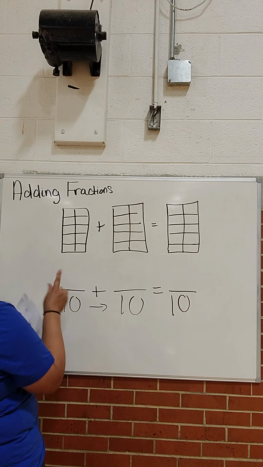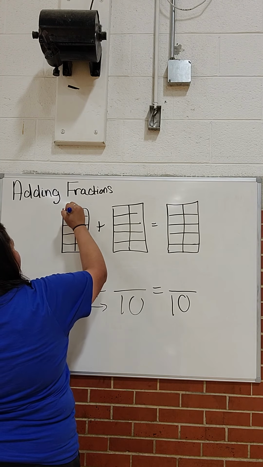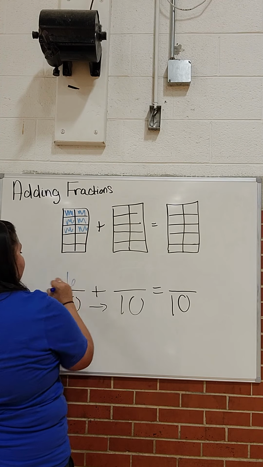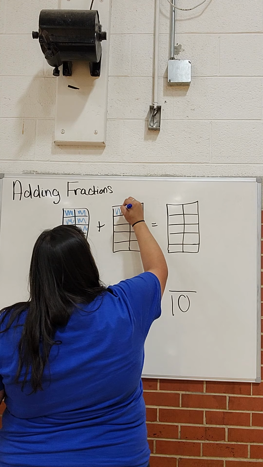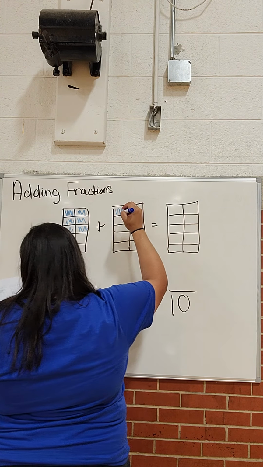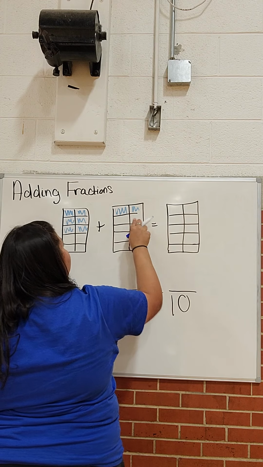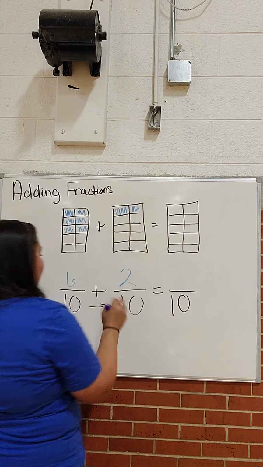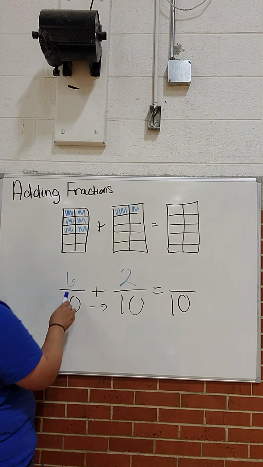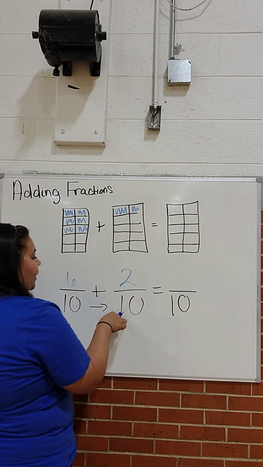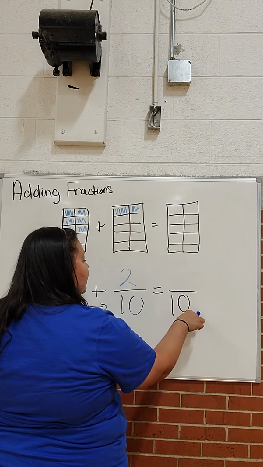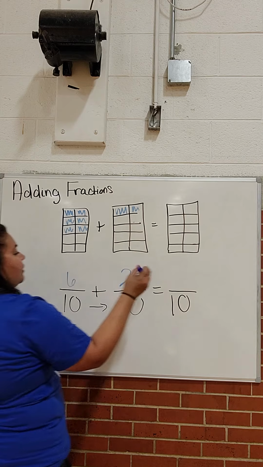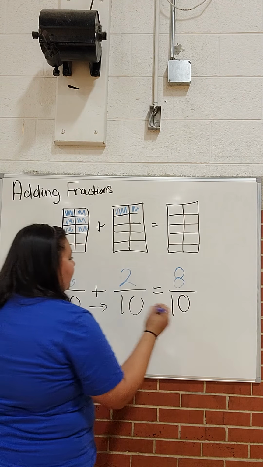So now we find our shaded parts. Let's say, for example, this one is 6 shaded parts. So then our numerator is 6 over 10. And this one is 2 shaded parts. So then our numerator is 2 over 10. So now we've got 6 over 10 plus 2 over 10 equals, of course the denominator stays the same since it is the same, the ones that we were adding, and we just add the numerators. 6 plus 2 equals 8. So we've got 8 over 10.